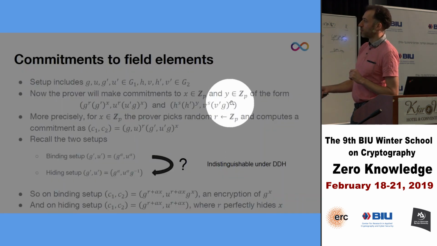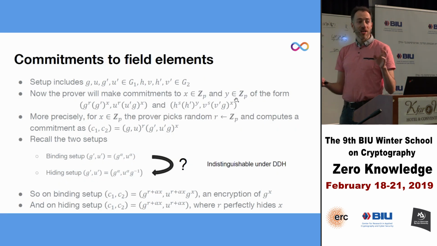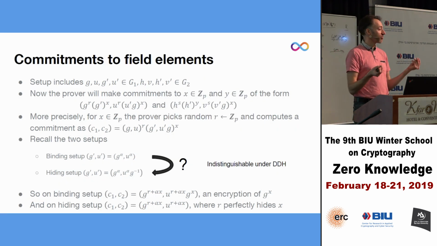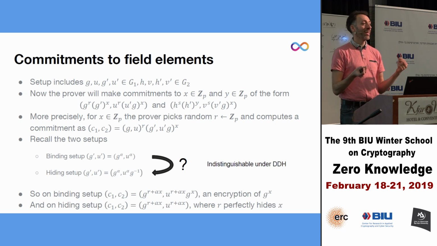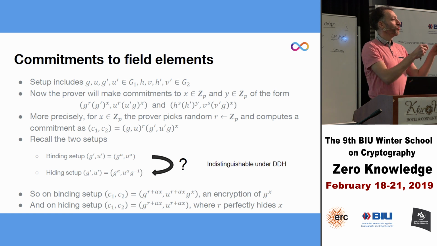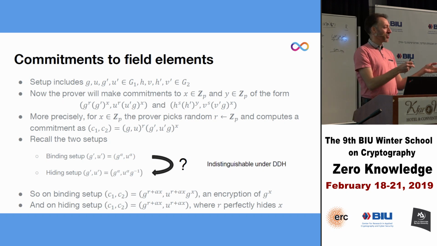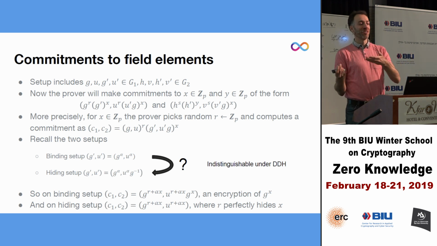Okay, and the same thing for Y over here in target group 2. And this, by the way, is why I gave the variables in the quadratic equation 2 different names, right? Because they're all in the same field, they're all in Z_p. But I'll be using different types of commitments to the X's and the Y's. So the X field elements, I'll be committing in source group 1. The Y field elements, I'll be committing in source group 2.